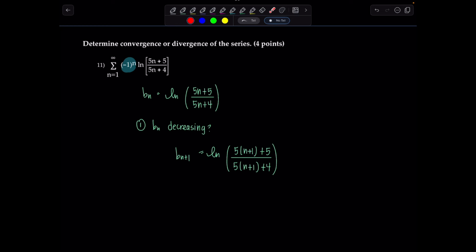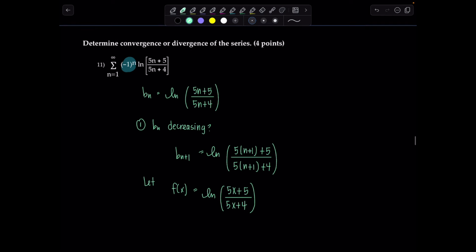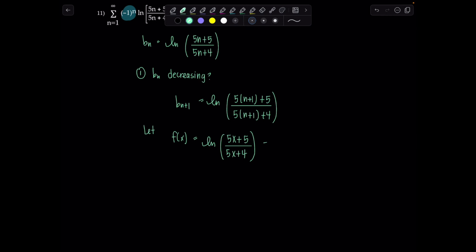So I would say in this case, I would take the derivative just to be super safe. Let f of x equal natural log of (5x plus 5) over (5x plus 4). I'm going to take the derivative to try to see if it's decreasing. I want to see if I can show that it's always negative, right? For a natural log, you don't have to take the derivative directly. Let's use our log properties so we can make life easier on ourselves. So I'll write this as natural log of (5x plus 5) minus natural log of (5x plus 4). Good?